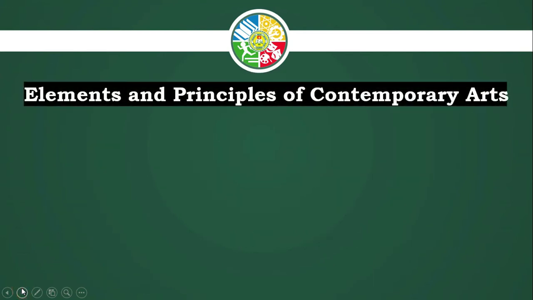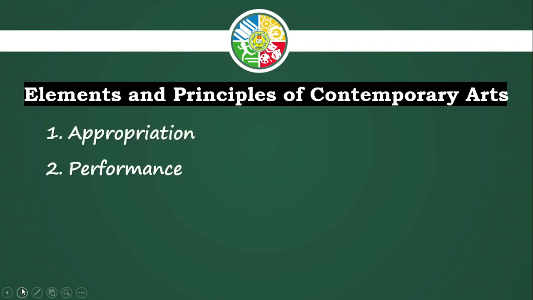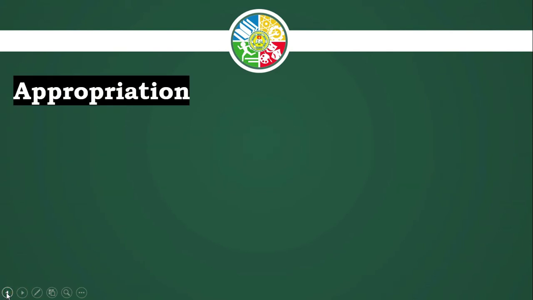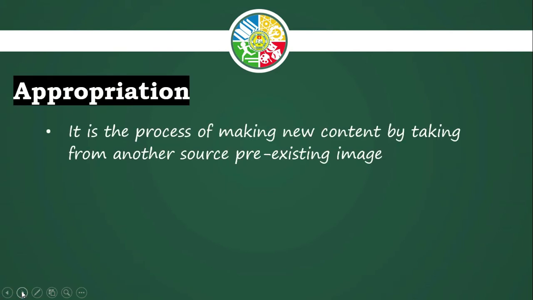Next, we have the elements and principles of contemporary art. So, appropriation, performance, space, and hybridity. In this lesson, we'll only be discussing appropriation. It is the process of making new content by taking from another source or pre-existing image. So, to appropriate is to borrow.